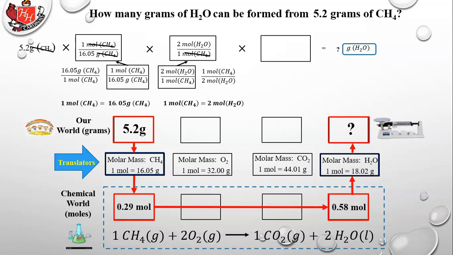Look down at the bottom right box, 0.58 moles of H2O. Now we're ready to come back out of the chemical equation, back into our world, for a final answer of how many grams of H2O we're going to be able to have. So we need to use the molar mass for water, for H2O, and that's simply this: 1 mole H2O equals 18.02 grams of H2O. Okay, so we're going to write two ratios out of that.